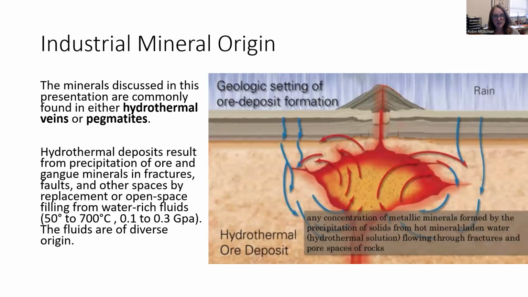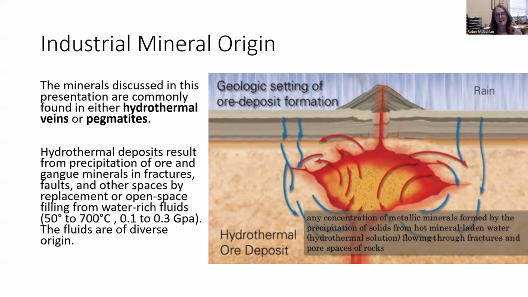Now, the origin of industrial minerals, there's a few different ways these minerals can be formed, but most commonly we find them either in hydrothermal veins or in pegmatites. So hydrothermal veins, think back to when we were talking about igneous minerals. Hydrothermal deposits are the result of the precipitation of ore in fractures, faults, any open space that is filled with some fluid that contains a lot of dissolved ions.